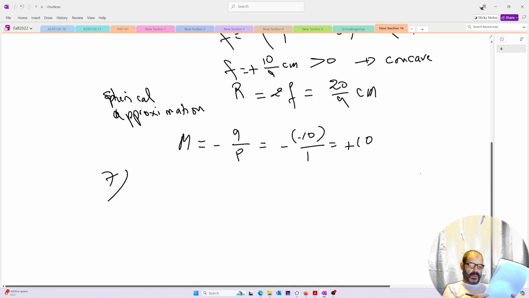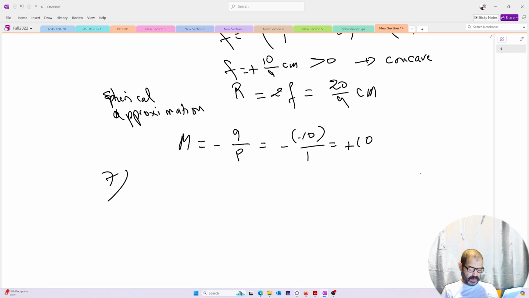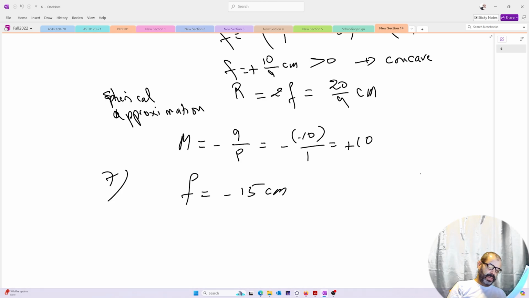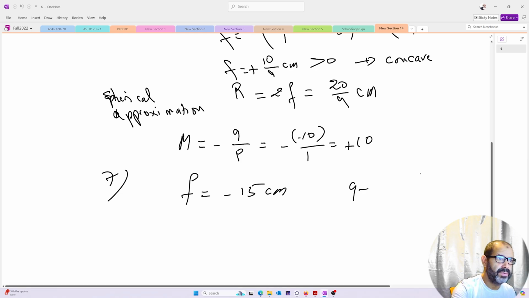Problem 7. It says in here you have a convex spherical mirror, so we know the focal length is negative. The focal length is 15 centimeters, therefore F is equal to negative 15 centimeters. Remember, a convex mirror forms only virtual images. It is to form an image 10 centimeters behind the mirror, so we know Q is equal to negative 10 centimeters.